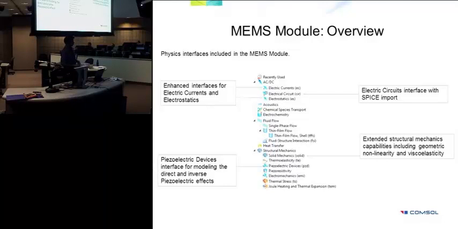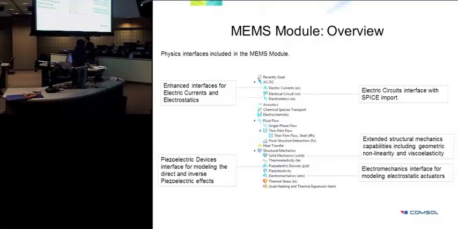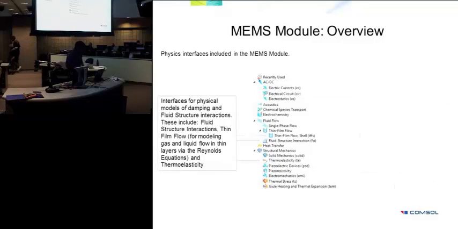Extended structural mechanics capabilities. The Comsol Multiphysics base package itself has some structural mechanics capabilities, but those are extended in the MEMS module in its ability to handle large deformation and handle contact, buckling, viscoelasticity. Electromechanics interface to model electrostatic actuation. Then there are a couple of interfaces to model damping due to fluid flow. The fluid flow can be only on the surface, as in a thin film of gas or a thin film of fluid. Or you can have a bulk fluid flow that can cause damping, and that is fluid structure interaction. So those are two separate interfaces.